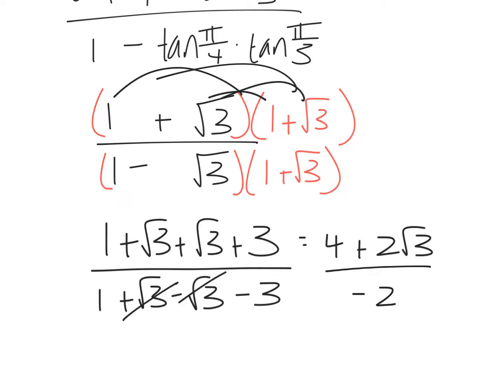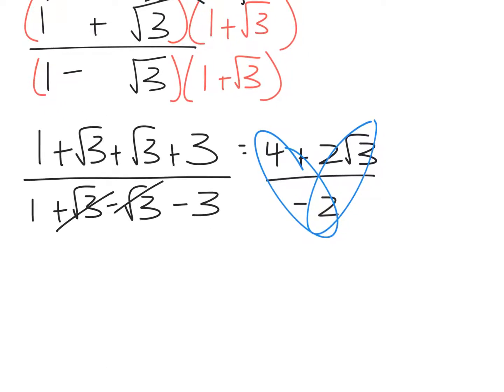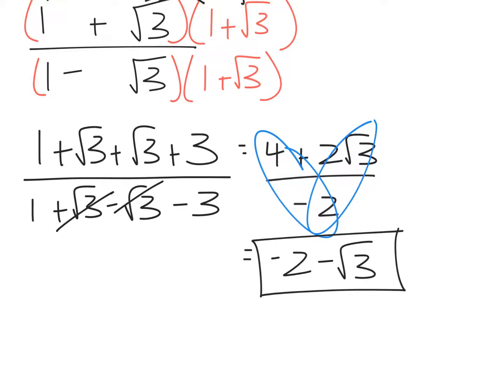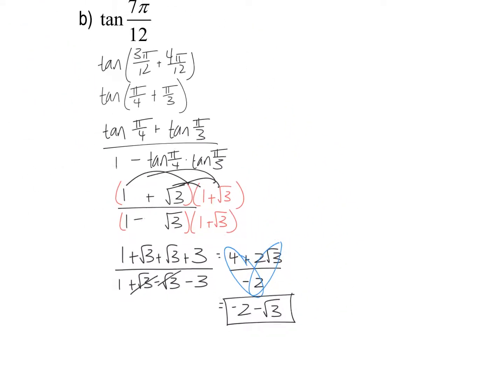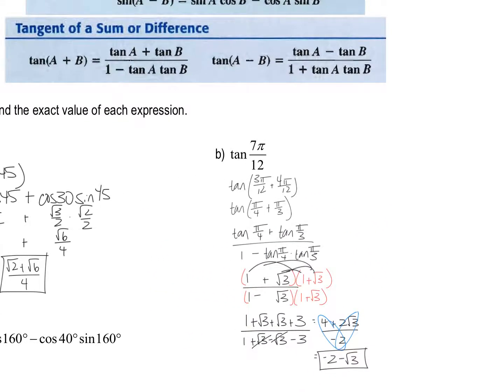And last but not least, we can heart method this thing and reduce both of those fractions. Okay, so the way I'm going to write my final answer is negative 2 minus 1 radical 3. Okay, so that was by doing the heart method, and that's just using the tangent formula from above. The tangent formula for addition I used right here. Okay, let me show you another one.